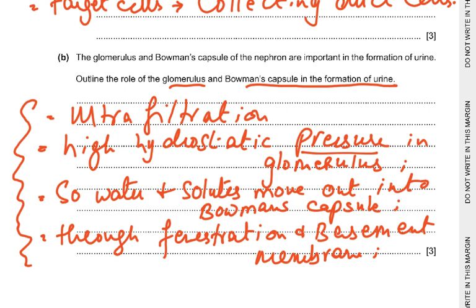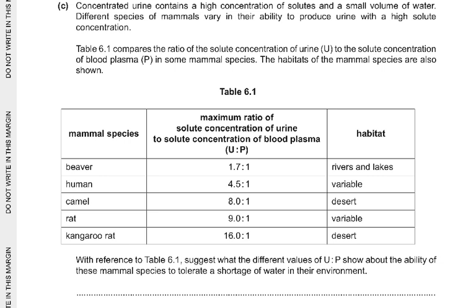Now coming to the C part of the question, concentrated urine contains a high concentration of solutes and a small volume of water. Different species of mammals vary in their ability to produce urine with a high solute concentration. Table 6.1 compares the ratio of the solute concentration of urine U to the solute concentration of blood plasma P in some mammal species. The habitats of the mammal species are also shown.